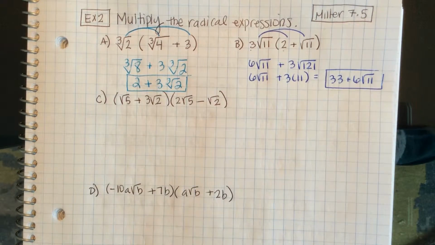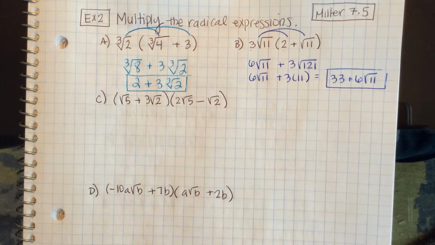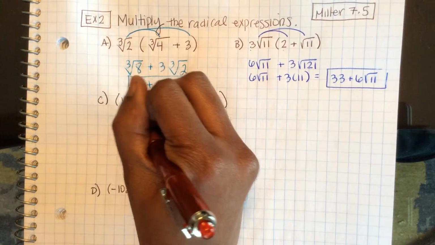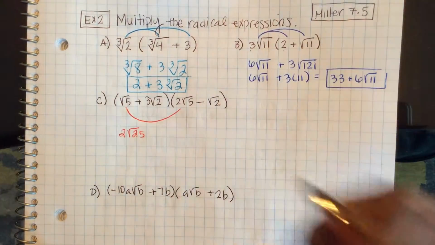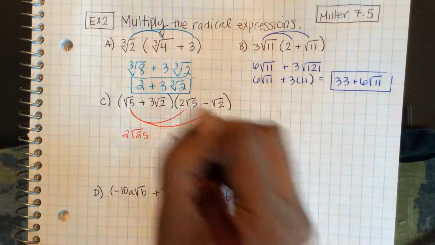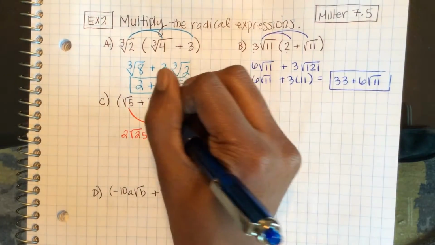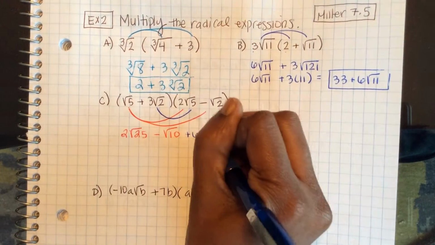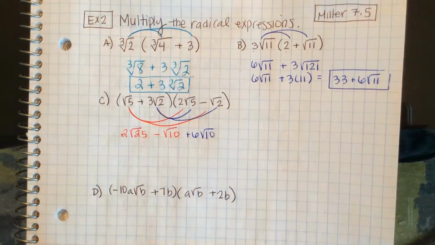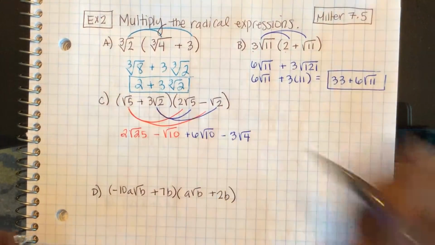Okay, here in part C, we are multiplying and we're going to have to FOIL. So let me try to color code this. Square root of 5 times 2 square root of 5 is 2 square root 25. Square root of 5 times negative square root 2 is negative square root 10. So now let's multiply 3 square root 2 times 2 square root 5 is 6 square root 10. And 3 square root 2 times negative square root 2 is negative 3 square root 4.